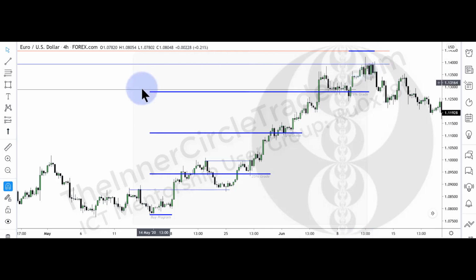And then here's the bottom level, or low, of that bearish order block on the daily chart. So there are our three levels here, here, here, and here. So you can see how the market traded respectively. But look what's happening a little bit closer.